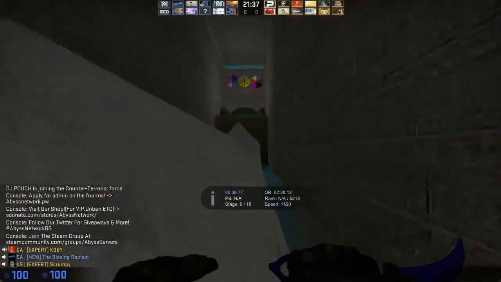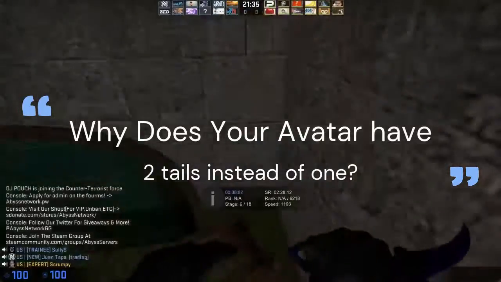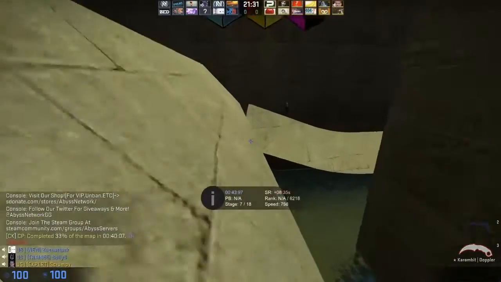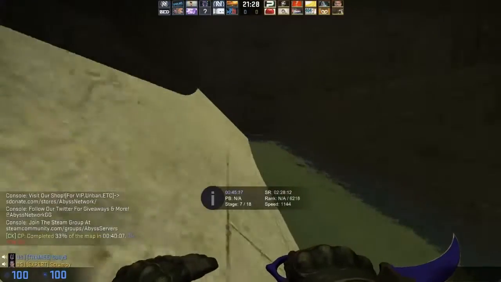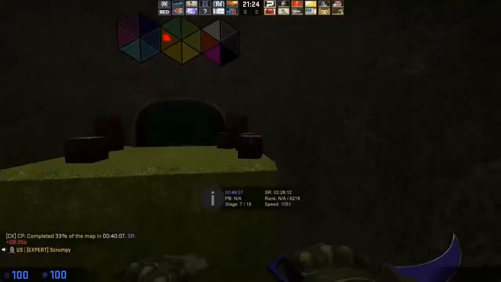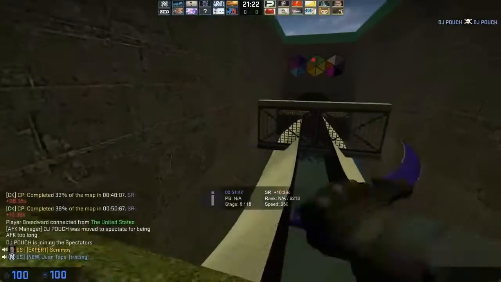So the very first question is, why does your avatar have two tails instead of one? Now, this actually ties into quite a few things. It ties into why my name is actually Detail, which I've never really talked about before. So I think to answer this question properly, I'm going to have to let you guys know why exactly my name is what it is.